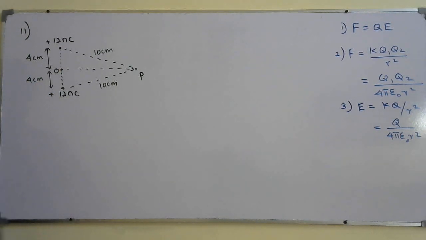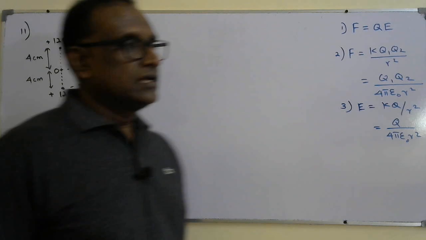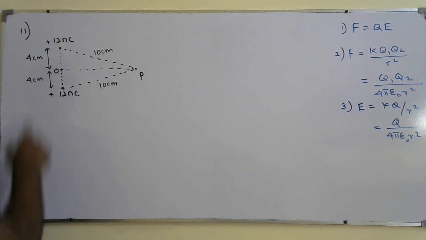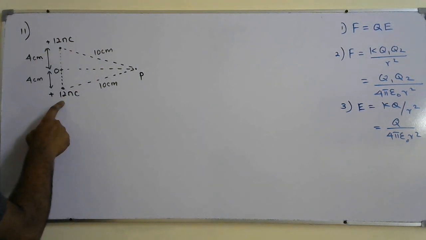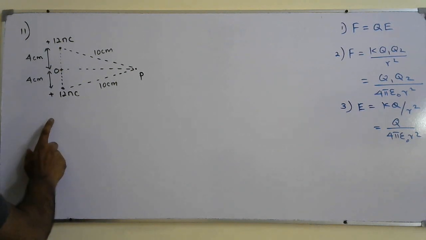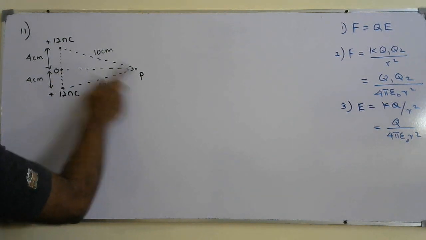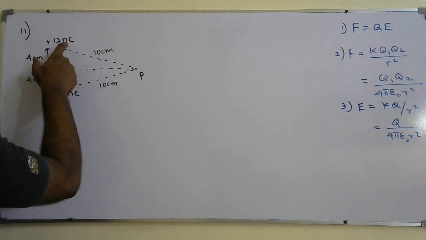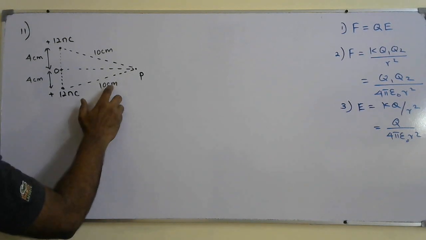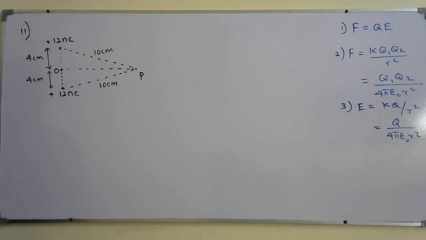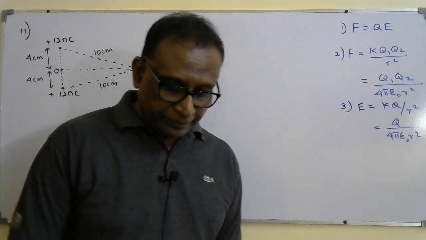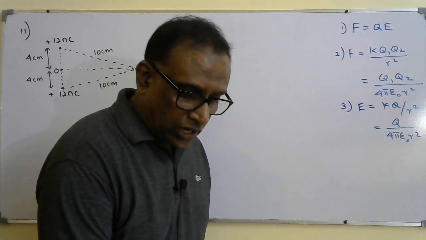Okay, so another question based on the same equation. Two point charges, 12 nanocoulomb, 12 nanocoulomb, both are positive charges, kept 8 centimeter apart. P is a point at a distance of 10 centimeter from this point charge and 10 centimeter from this point charge. They can ask you to find the resultant electric field strength at point P. Okay, so we know how to find it.